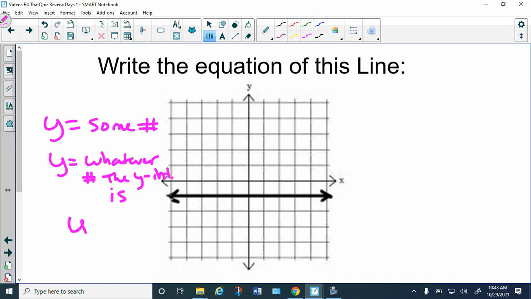We could say, okay, flat lines are y equals, what's my y-intercept? Well, thank you, Miss Overby, there are no numbers here. But if this is a 0 and this is a negative 1, we know that our y-intercept is negative 1.